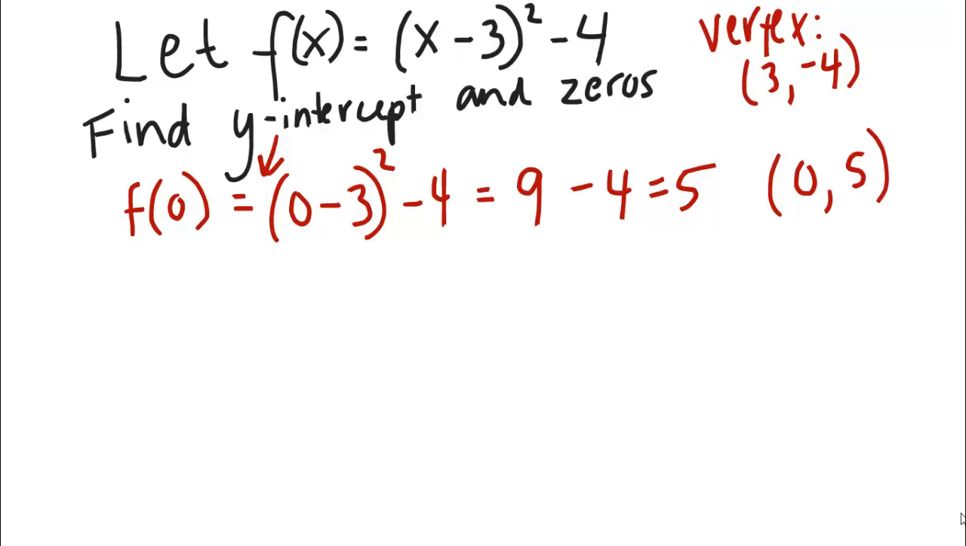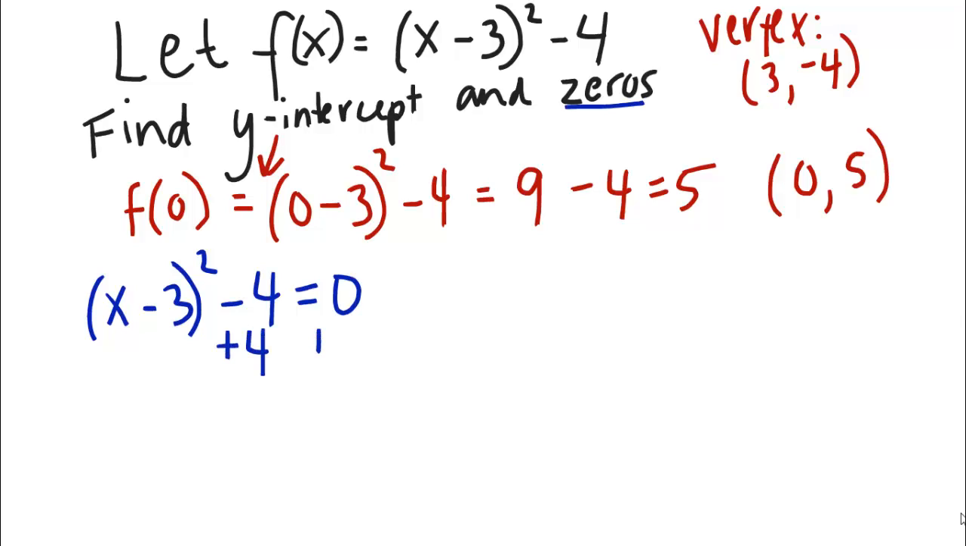Let's try to find the zeros. The zeros would be where y is equal to 0. In other words, we're going to set the function equal to 0. How would we solve this? Well, you might be tempted to multiply this out, x squared minus 6x plus 9, whatever. That's not going to be very helpful here. Since we're in this form, we can actually just solve for x by almost backtracking.